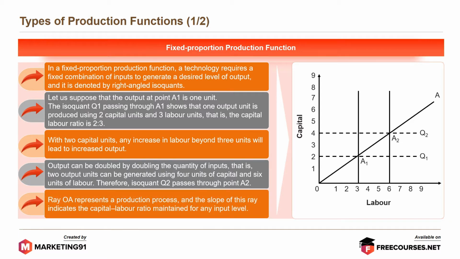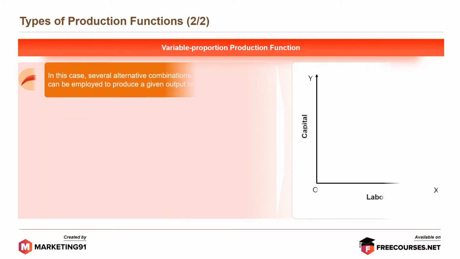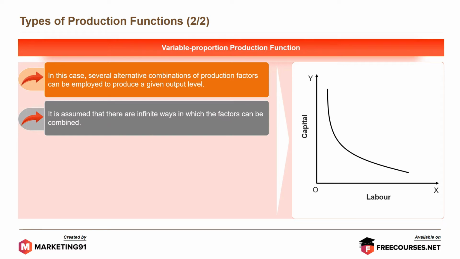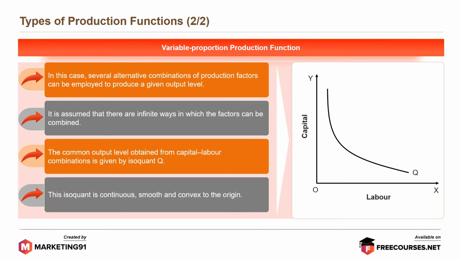Ray OA represents a production process, and the slope of this ray indicates the capital labor ratio maintained for any input level. Moving on to the variable proportion production function. In this case, several alternative combinations of production factors can be employed to produce a given output level. It is assumed that there are infinite ways in which the factors can be combined. The common output level obtained from capital labor combination is given by isoquant Q. The isoquant is continuous, smooth, and convex to the origin.